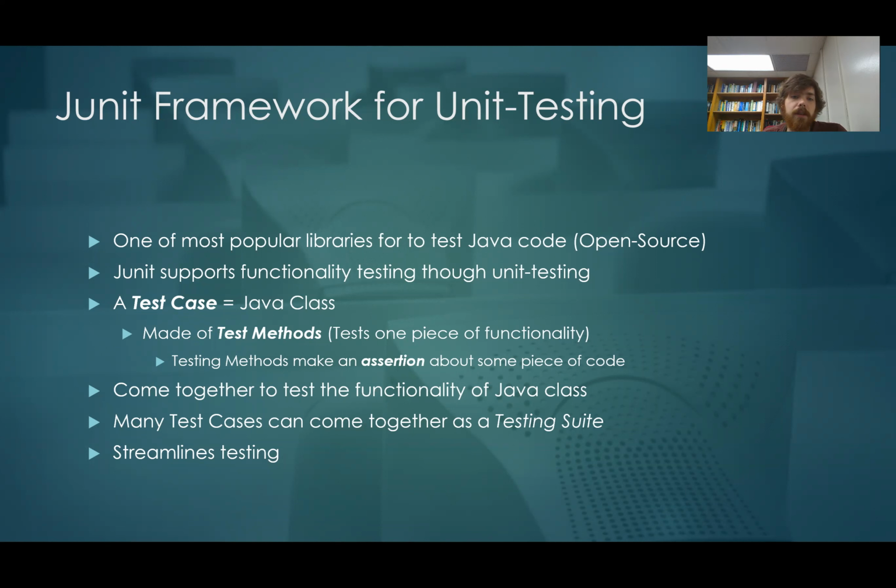So a single test case can be represented as a Java class. And then in this test case, it'll have testing methods, which will test one piece of functionality of a system. And then all these testing methods should come together in the test case to properly test the functionality of a single class. Now, JUnit is only used for testing Java code, hence the J in JUnit.